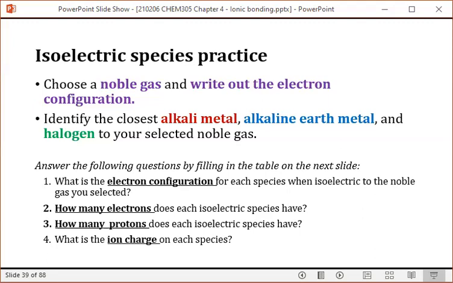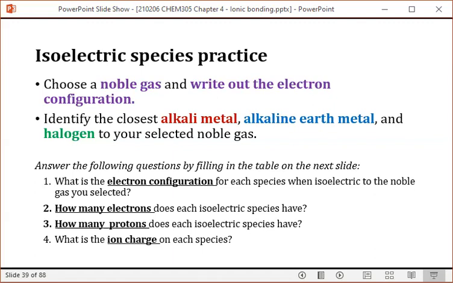So this will give you practice writing out electron configurations. This will give you practice adding electrons to the configurations of elements or taking away electrons from the configurations of elements to make ions that are isoelectronic to the closest noble gas. Noble gases all have full outermost shells. They fulfill the octet rule. So all of your isoelectronic species will have 8 electrons in their outermost shells once they're isoelectronic with the noble gas.